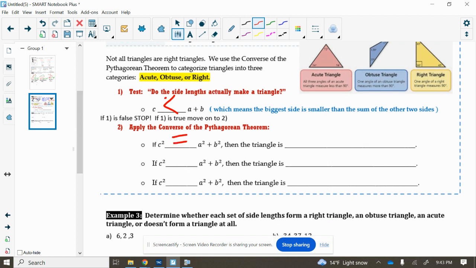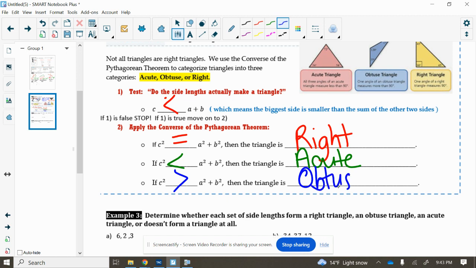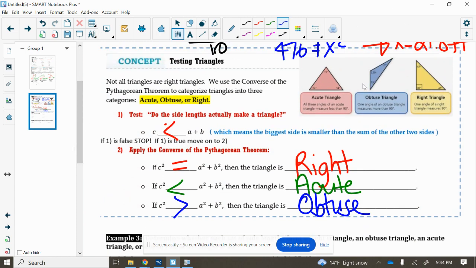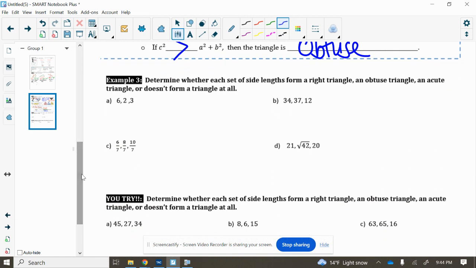Now, we already talked about if these are equal, we would have a right triangle. But if c squared is less than a squared plus b squared, it could be classified as an acute triangle. So again, all those angles are smaller than 90 degrees. If c squared is greater than a squared plus b squared, it would be an obtuse triangle. And again, that means that one of those angles, particularly the one across from C, is going to be bigger than 90 degrees. Okay, so we have some examples here below.